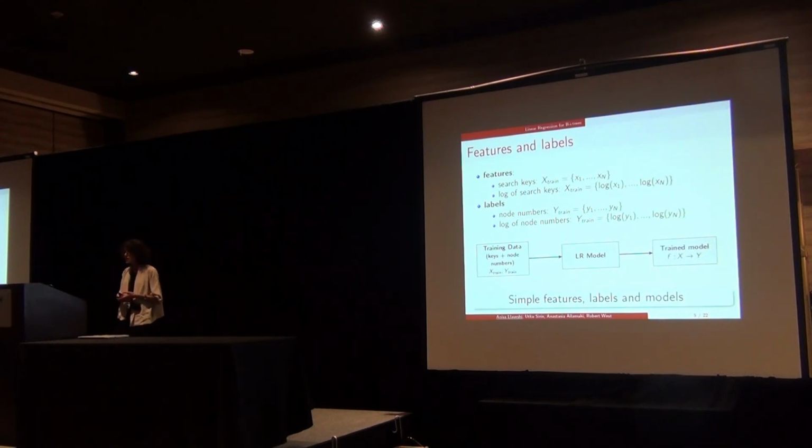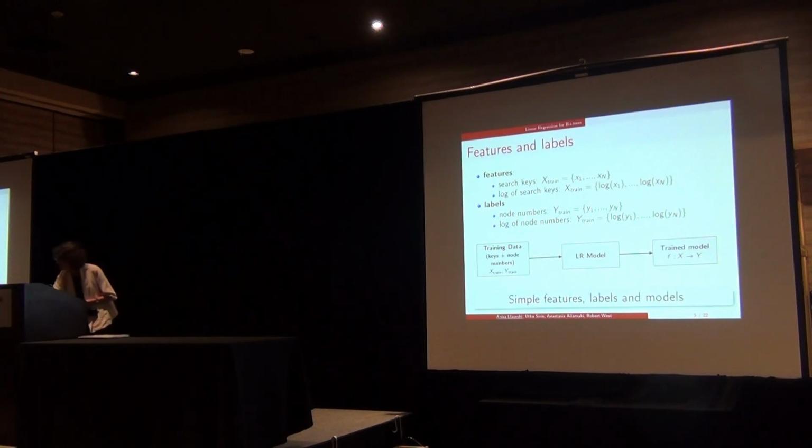So given a set of training data, which is a set of keys and node numbers, we build a linear regression model for each inner node in the tree. And these models then will predict the node number that the key will traverse in the next level in its search path, even for unseen keys, for future unseen keys.